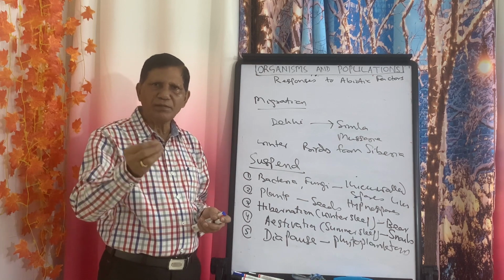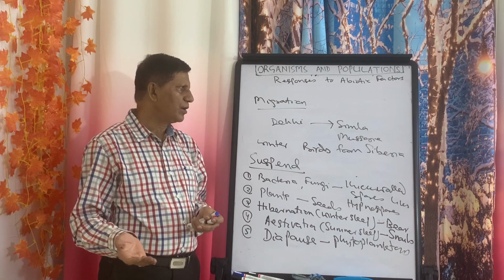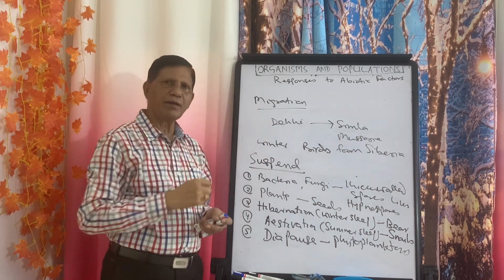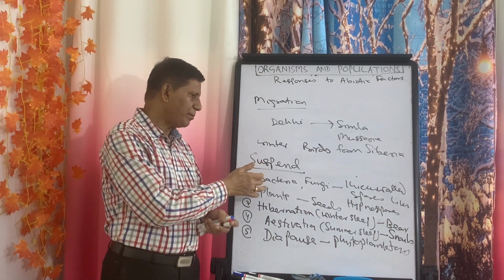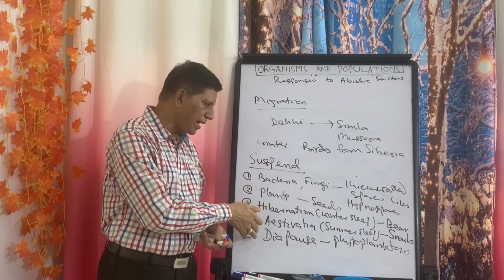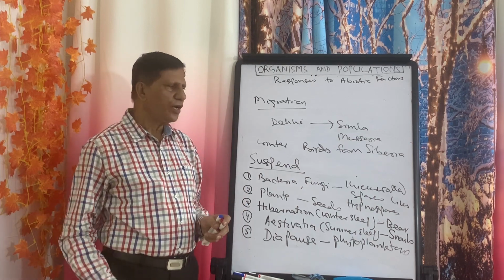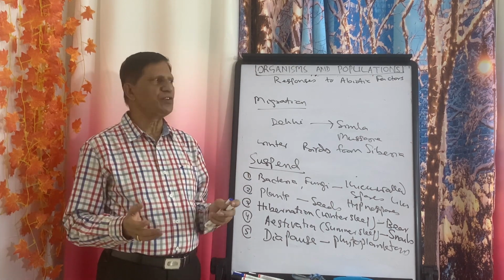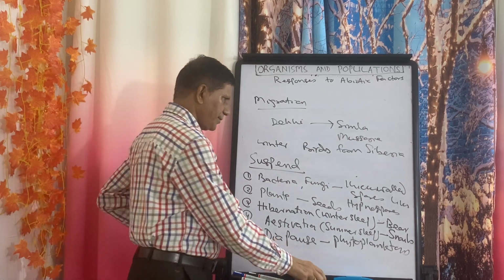When there are seasonal variations for a limited period, then there are alternative methods. One may be migration. I have given the example of a human being and the Siberian birds. The other is suspend, where bacteria, plants, the hibernation, that is winter sleep, aestivation, summer sleep, and diapause for phytoplanktons when they are in suspended animation. So these are the different responses of organisms to abiotic factors. Then let us discuss questions.